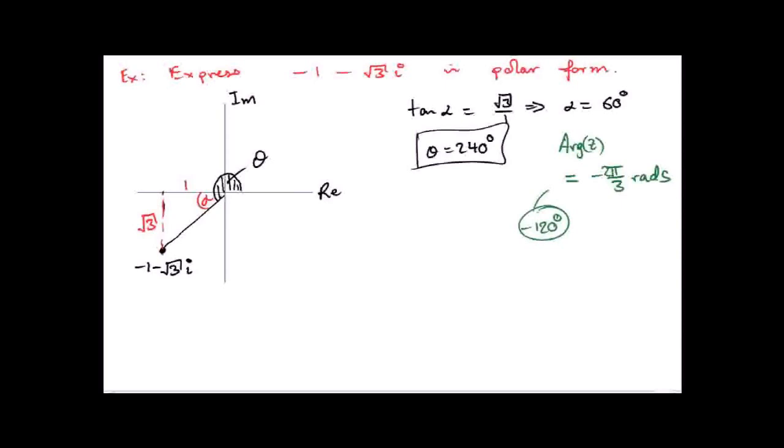Now, to be fair, for all other calculations, it's perfectly okay for us to go with our 240 degrees. It's only if they ask me what's arg z that I have to think about that. Okay?